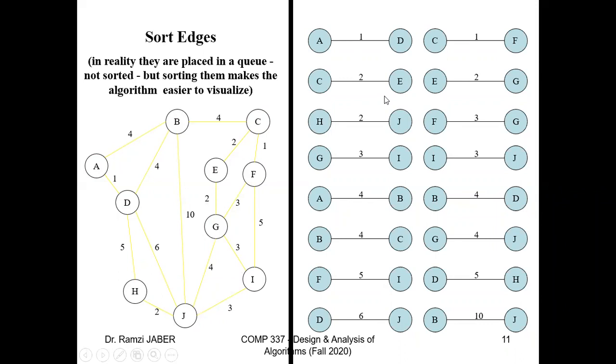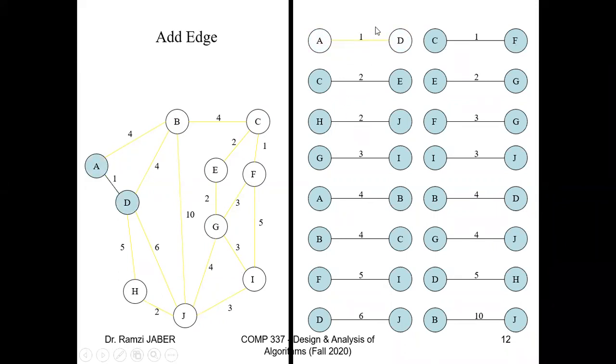So we'll start with AD or CF. First step here, remove edge AD from the queue and put it in the graph. Add this edge, the minimum weighted edge. So AD is connected now. Remove it from the queue. The queue is in RAM or whatever. So the second step will be CF. CF is another edge that connects two single trees together.